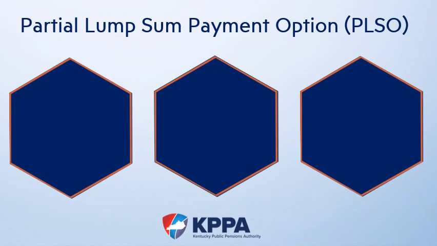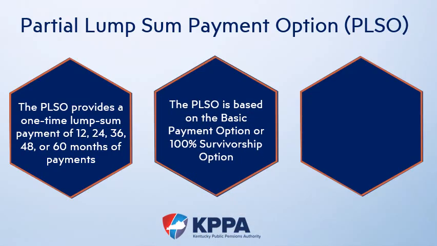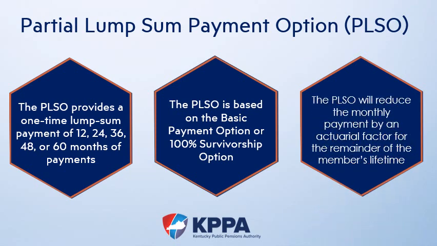The partial lump sum option, with and without survivor rights, provides a one-time payment equal to 12, 24, 36, 48, or 60 times the monthly benefit under the basic or annuity or survivorship 100% payment option, plus provides a monthly payment to the retired member until death. The monthly payment is actuarially reduced to reflect the one-time lump sum payment amount.